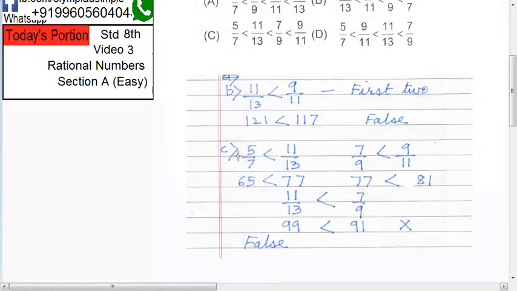See here, only in C we have done this many calculations. In B we solved it easily. That's why I say don't find the LCM of all these at one stroke. Go step by step. First two, last two, then middle two.